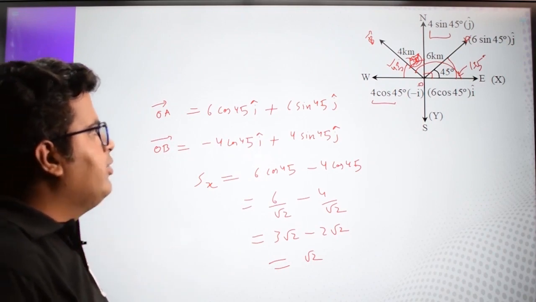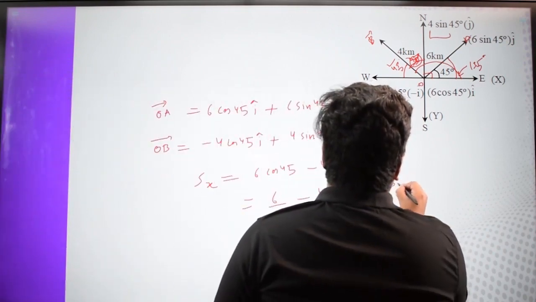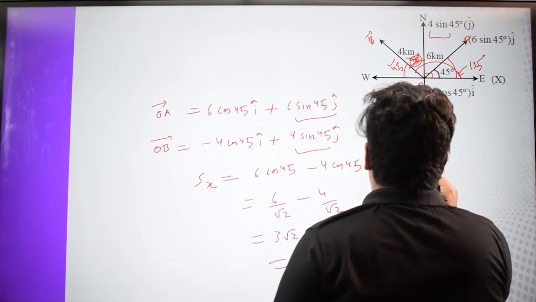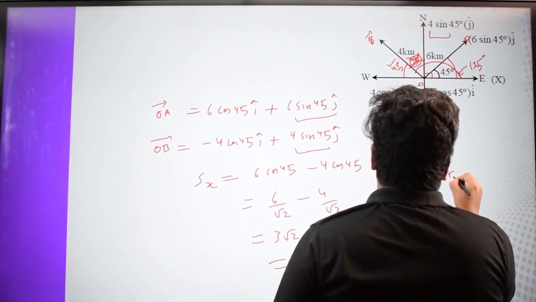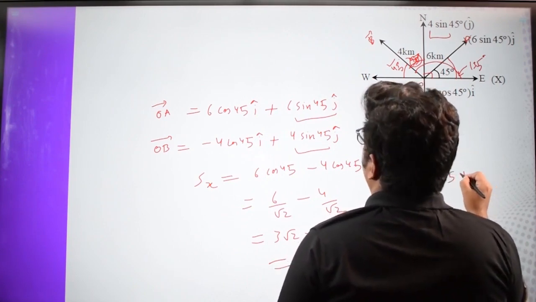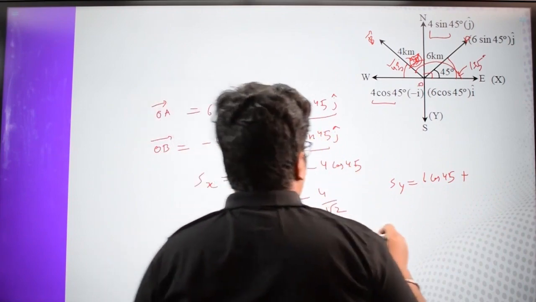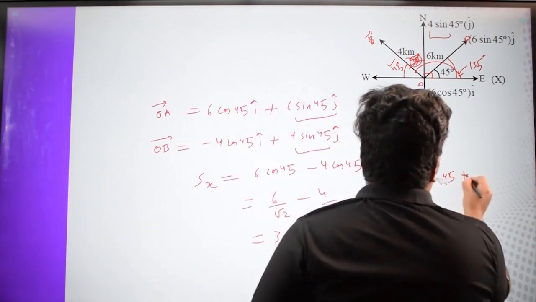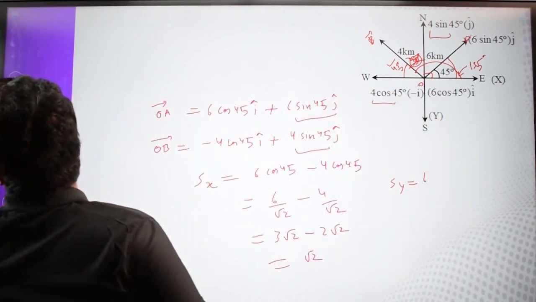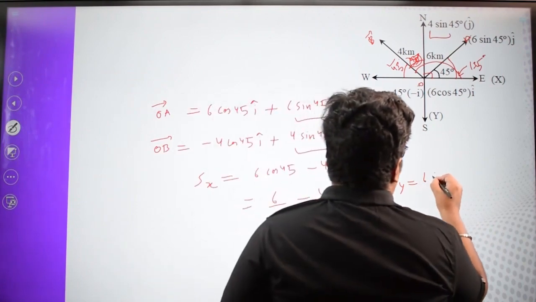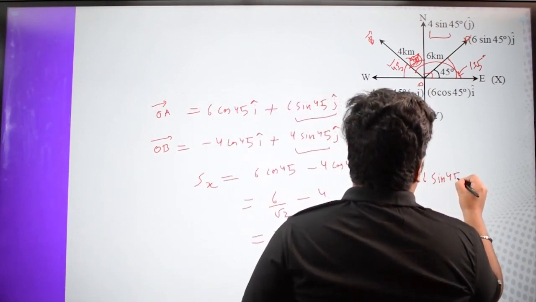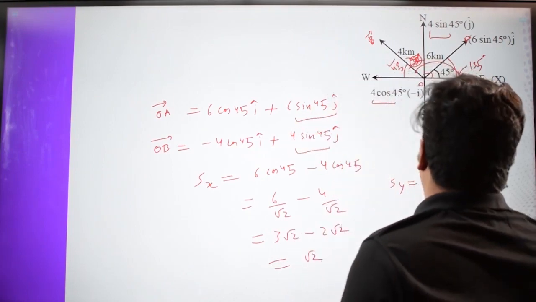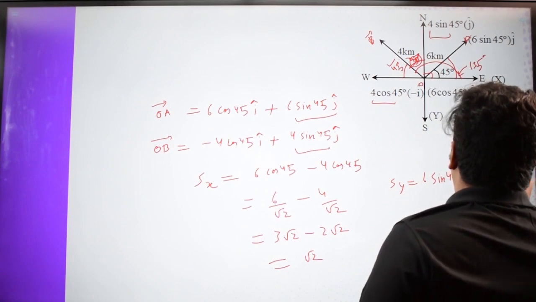Now let's talk about y. So what will our Sy be? Add the y components. So definitely we'll have 6 cos 45 plus 6 sin 45, because along y what we have is going to be your 6 sin 45, right? Plus we are going to have the j component. So one is 6 sin 45, the next one is your 4 sin 45, right?